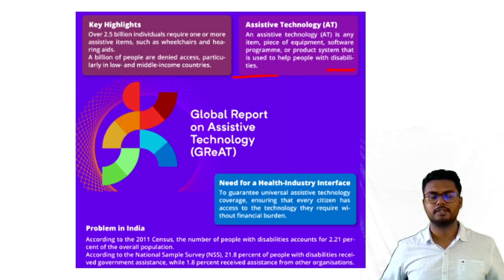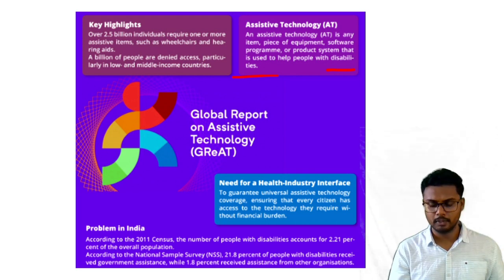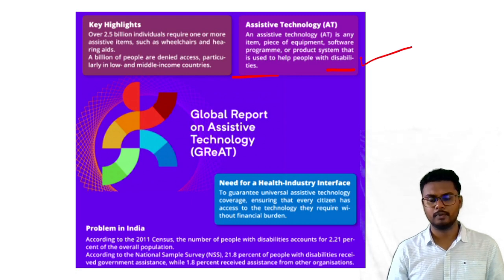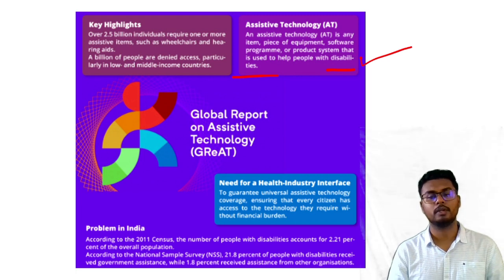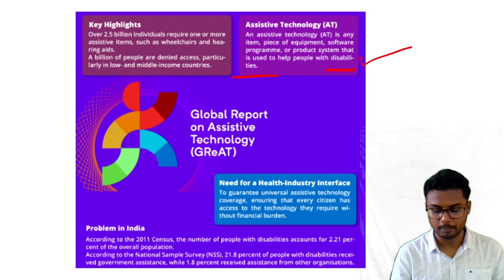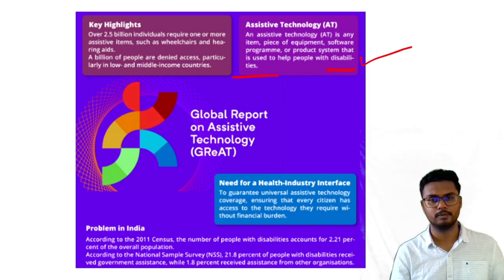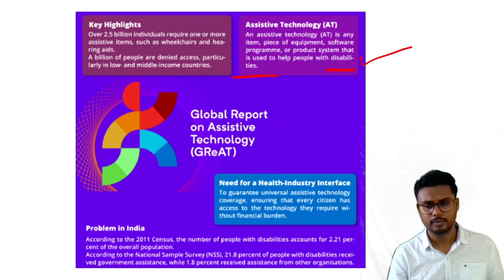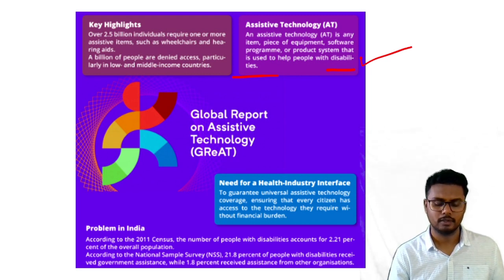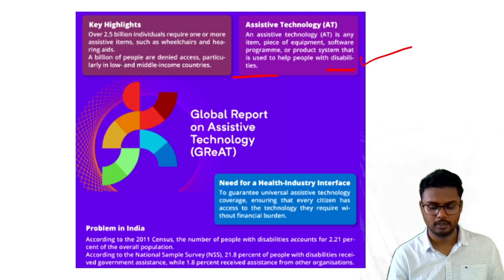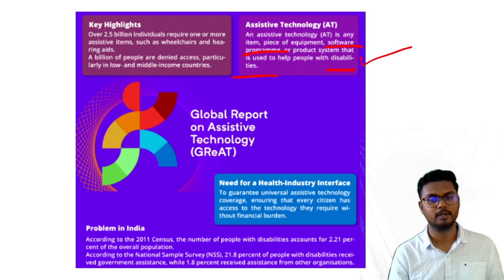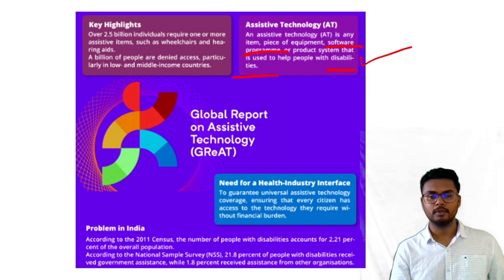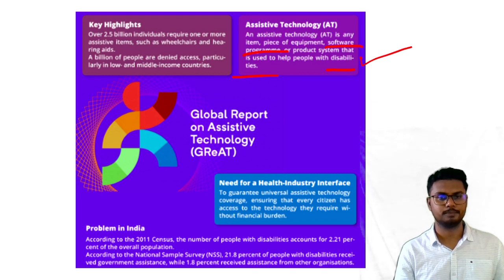Assistive technologies are there to help those people with disabilities. It is there to help disabled people. It might be any item, a piece of equipment, or even a software program or a product system. So this can be a potential question. Please remember, the question might be like this: which of the following is or are considered as assistive technologies? In that case, if the question contains software program, then please mark it as the right option. Along with any item or piece of equipment, even software technologies can be termed as assistive technologies.